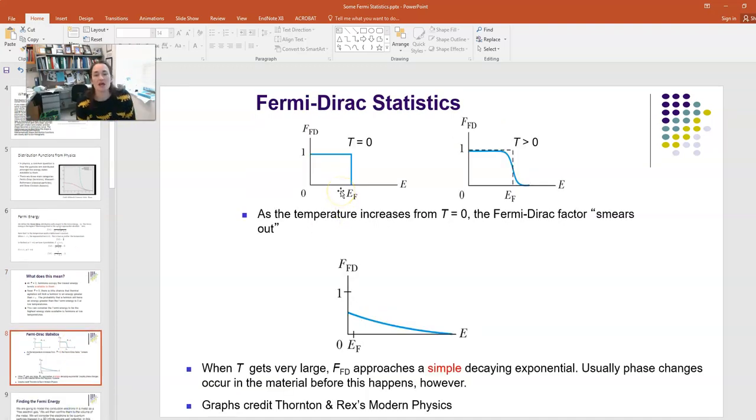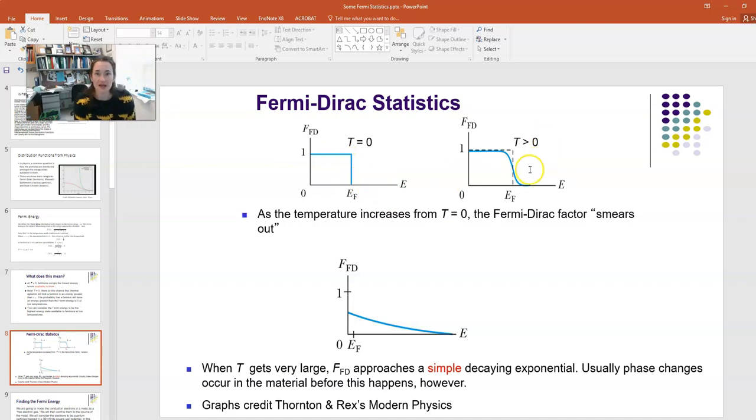Well, if you're at 0 Kelvin, it looks like a step function, okay? So here you have this step function in blue, and the cutoff is the Fermi energy here at T equal to 0. So basically, the Fermi-Dirac distribution function is 1 for energies less than the Fermi energy, and it's 0 if it's greater than the Fermi energy. Okay, now, what happens if the temperature is greater than 0? Well, what happens is it gets rounded off from the step function. So you have sort of a rounded off step for T greater than 0.